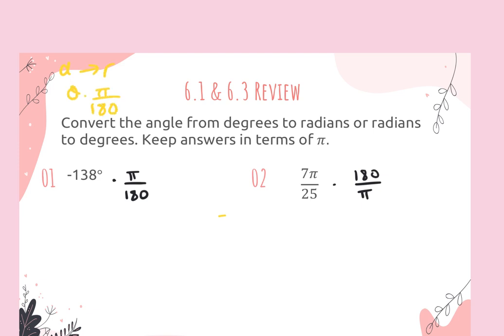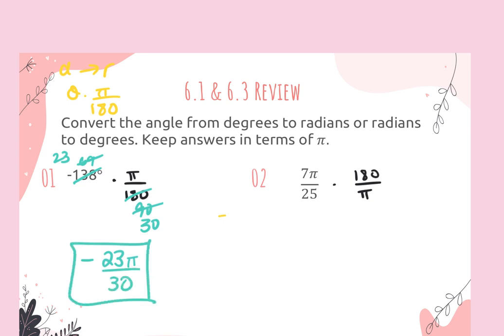So here I would multiply, and then 2 goes into both of these. I could start there. That would be 69, and this is 90. And then 3 goes into both of those, 23 and 30. The negative stays on that angle. We don't lose the negative just because we convert. So it'd be negative 23 pi over 30.